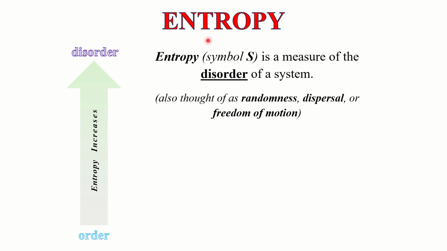So we're going to use these ideas to further describe a new term referred to as entropy. Entropy uses the symbol S, and generally speaking, entropy is a measure of the disorder of a system. It can also be thought of as randomness, dispersal, or freedom of motion. So as a system goes from being ordered to being disordered, we can say that its entropy is increasing.